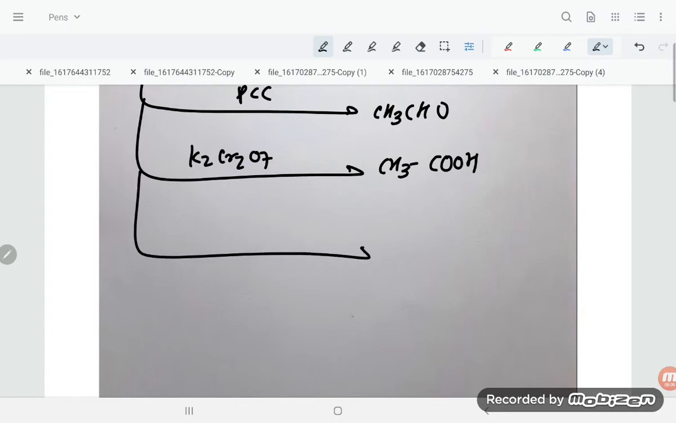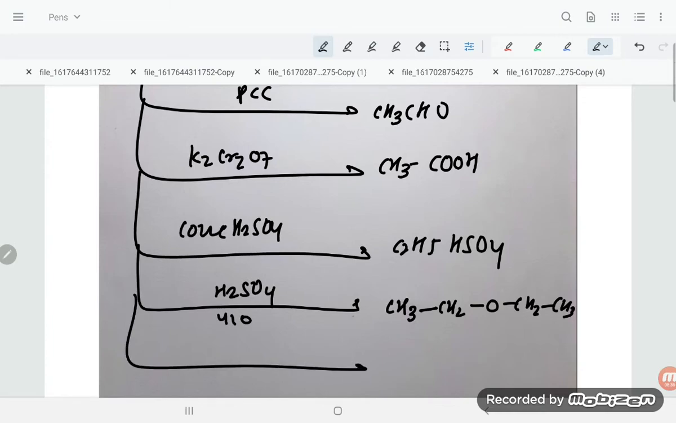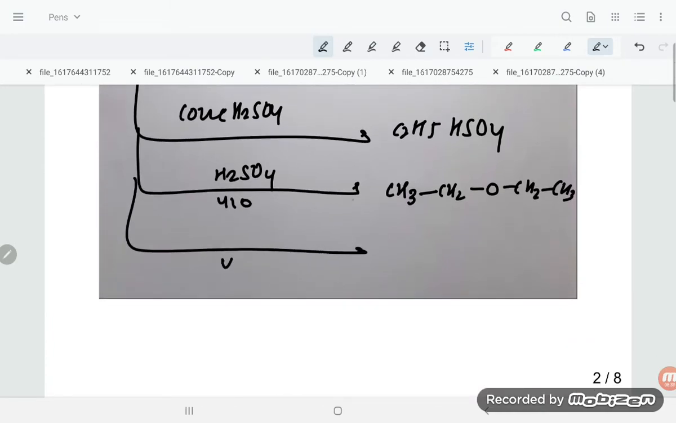If you are treating with concentrated H2SO4, students, it will give C2H5HSO4. If you are treating with dilute H2SO4, it will give ether, CH3CH2OCH2CH3, but the temperature we have to maintain is 413 Kelvin. If you are increasing the temperature to 433 Kelvin, it will give the alkene, students, right?